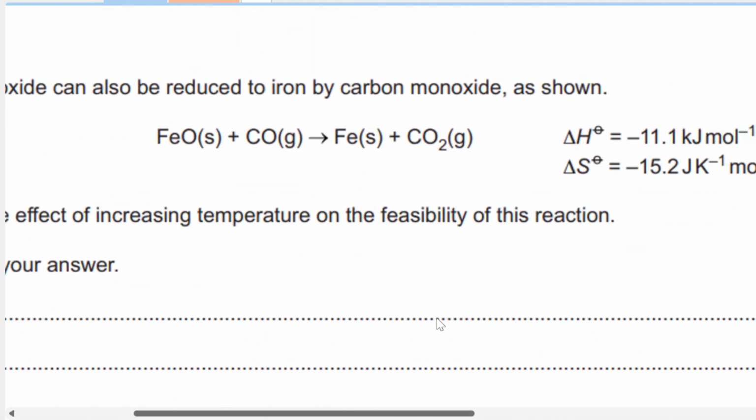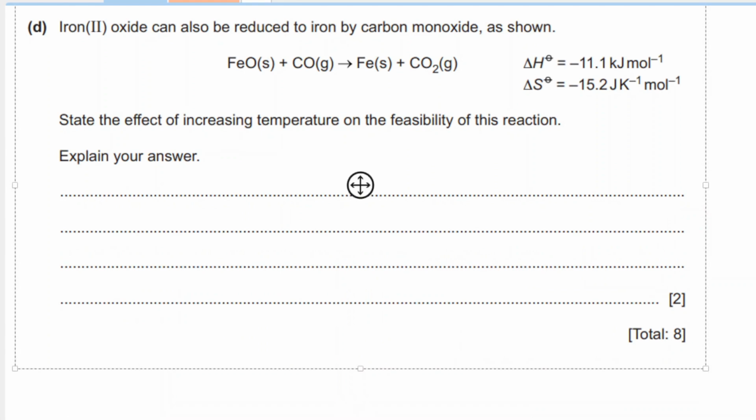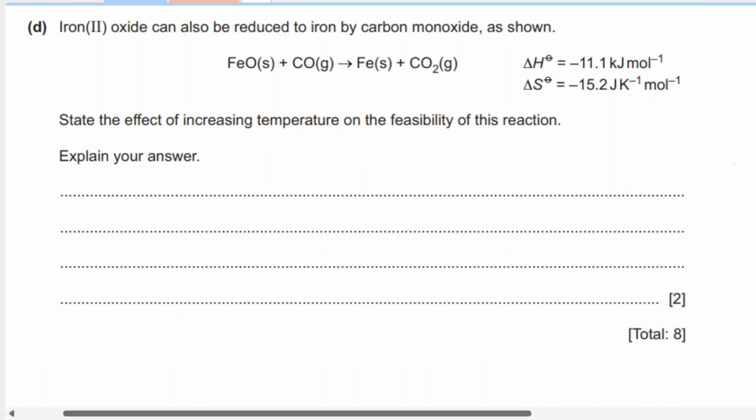Let's go to the next question. Iron oxide can also be reduced to iron by carbon monoxide as shown. State the effect of increasing temperature on the feasibility of this reaction and explain your answer. Now remember the link between the temperature and the feasibility of the reaction.